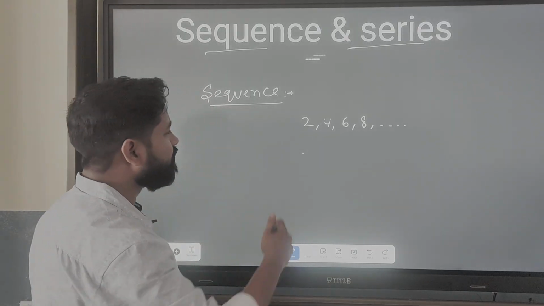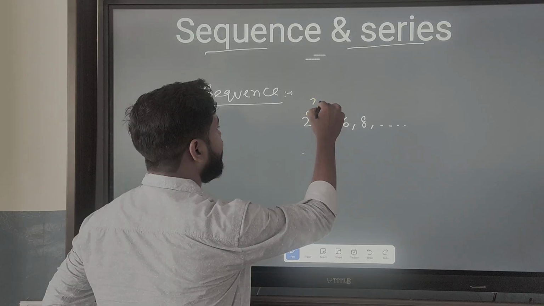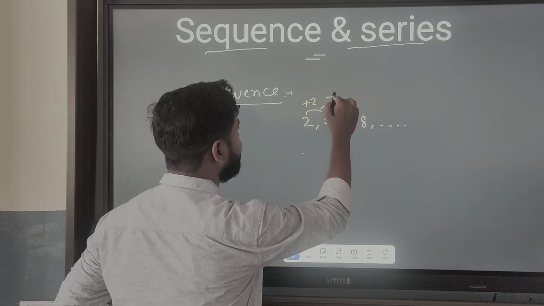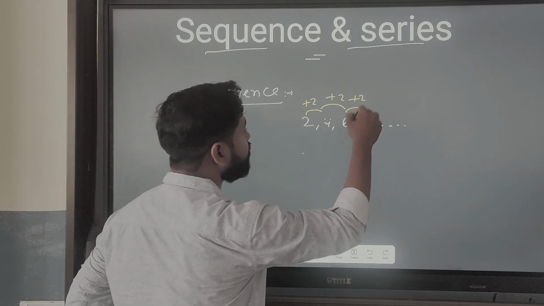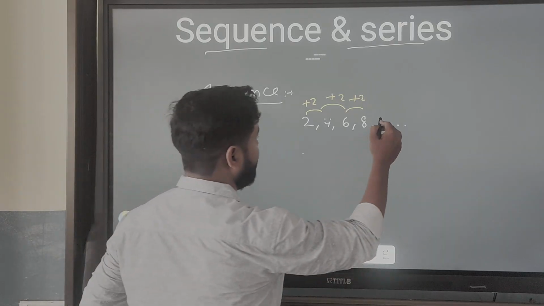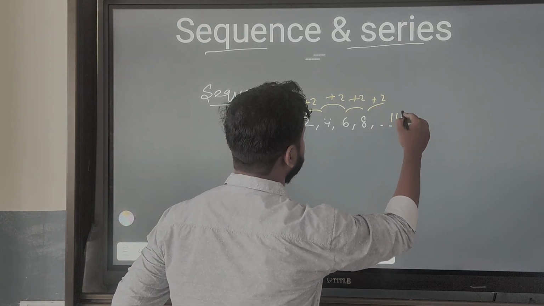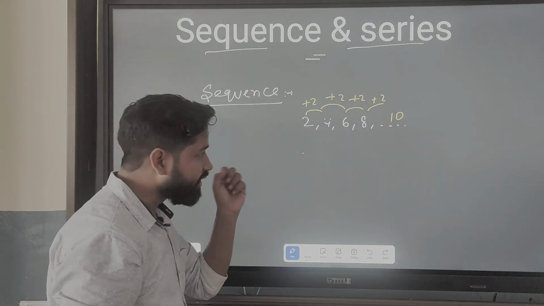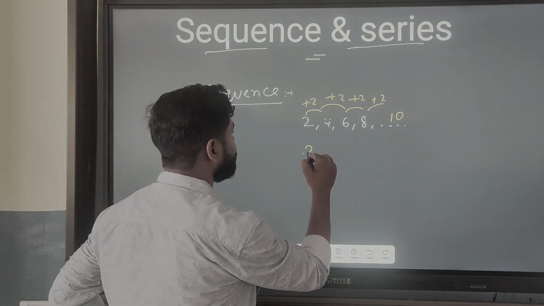If you look, you'll say, okay sir, each term here is incremented by 2, here it is incremented by 2, here it is incremented by 2. So can you tell me the next number? Yes, that's correct. If you add 2, it will be 10. So it's a sequence.